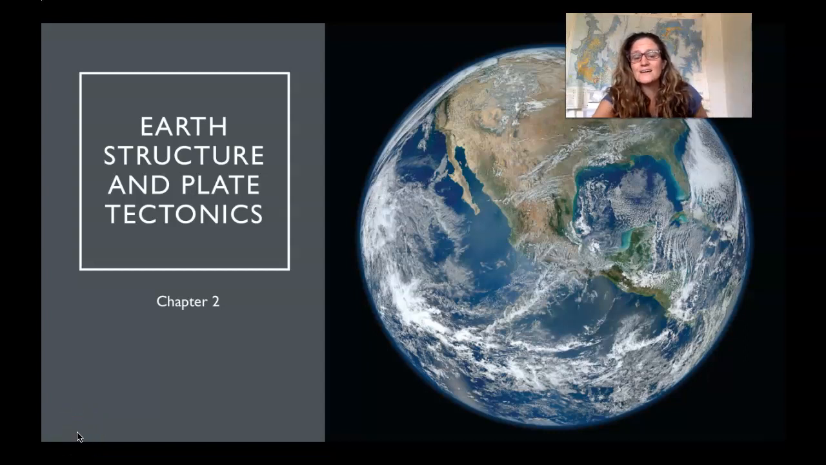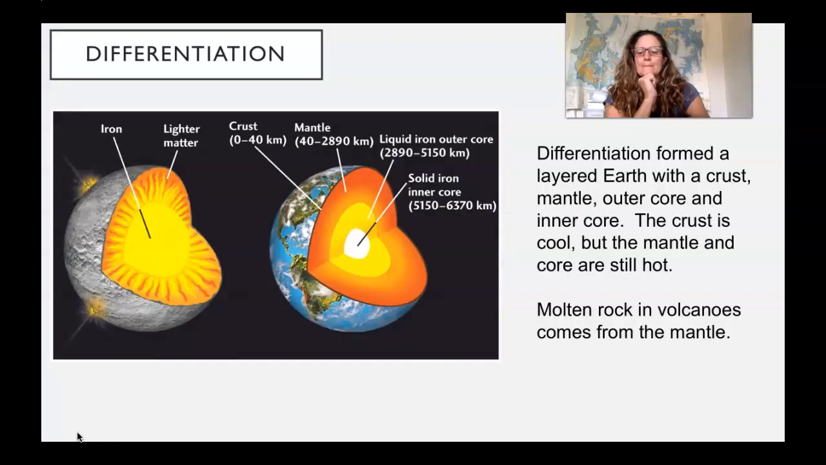Let's talk plate tectonics. To explain plate tectonics, we have to begin with processes that are in the interior of the Earth. And that begins with differentiation and the creation of a layered Earth.